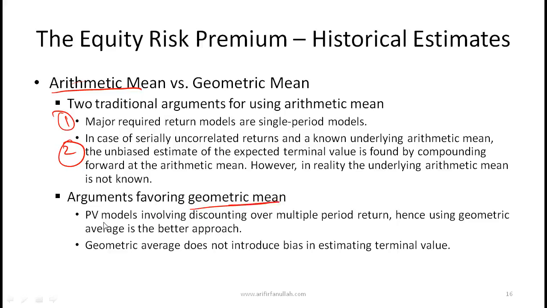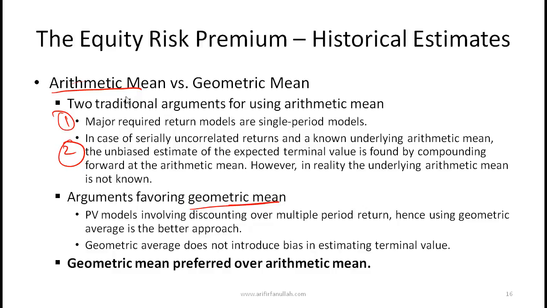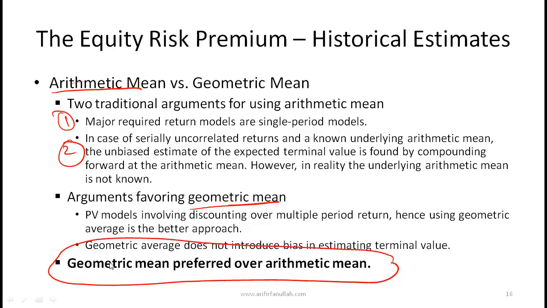Why? Because present value models involve discounting over multiple periods, hence using the geometric mean is a better approach. So when you use present value, you are discounting future cash flows back. When you are discounting, it makes more sense to use a geometric mean. And another point, just as a given, geometric average does not introduce biases in estimating terminal value. So bottom line, whether or not you fully understood all this, the key is that in general, geometric mean is preferred.